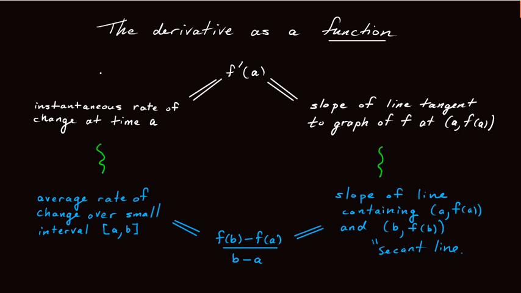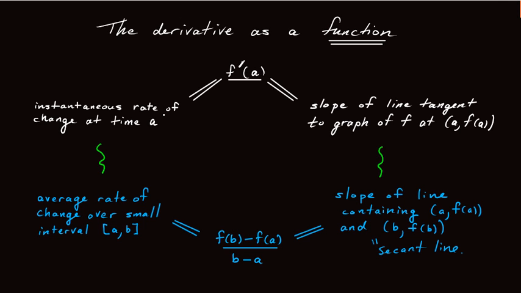In this video, we want to describe the derivative as a function. So first, let's recall what the derivative is. We introduced before this notation f prime of a. That's the notation for the derivative of the function f at a. So the prime here means derivative.